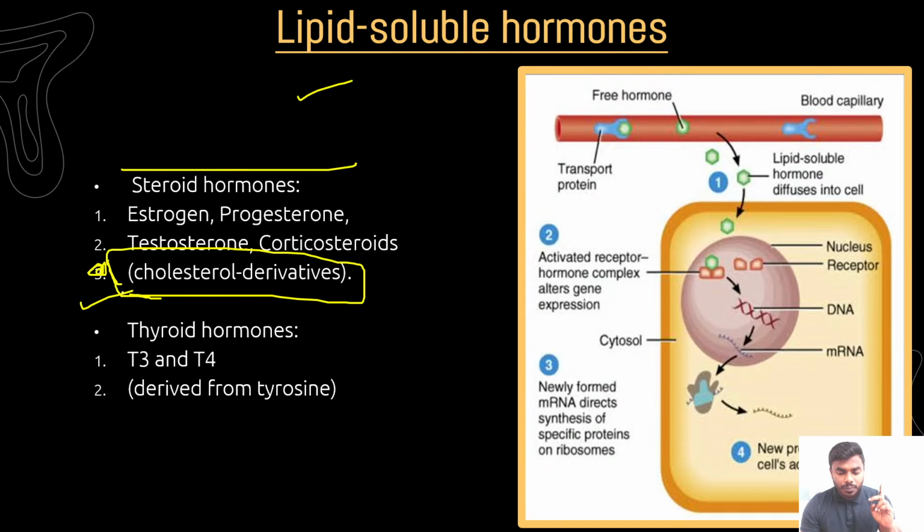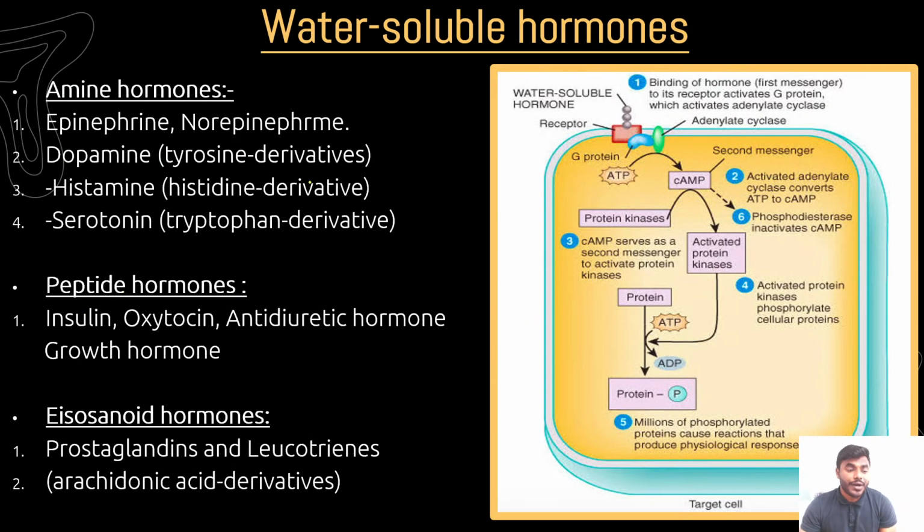I have explained this briefly, friends. I am always discussing with respect to revision. That's why I stress the points which are important and which have to be remembered. Okay, now friends, when you look into the water-soluble hormones, what do you have to remember? Water-soluble hormones are of three types: amine, peptide, as well as the eicosanoid hormones. What is the point I want you to remember?